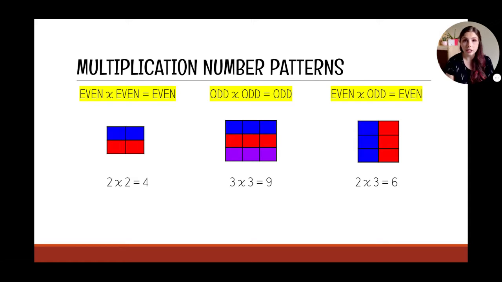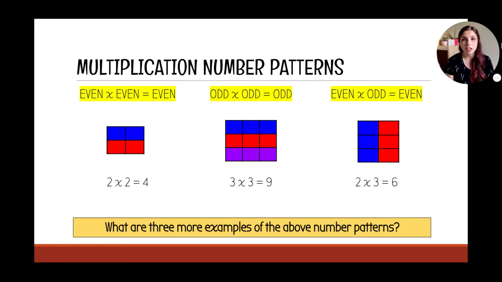And finally, an even answer times an odd answer is always going to give me an even answer. And you can see that again with my picture. I have 2 rows of 3 boxes, or 3 rows of 2 boxes, and each box has a partner. You have a pair, you're an even number. Finally, go ahead and pause the video and see if you can think of other numbers to plug in for our even and odd number patterns and multiply them together to see what answers you come up with.